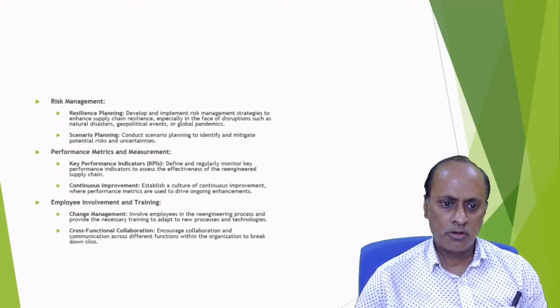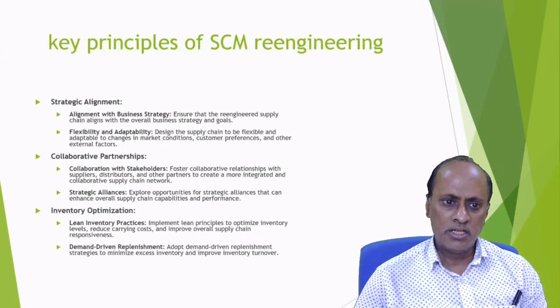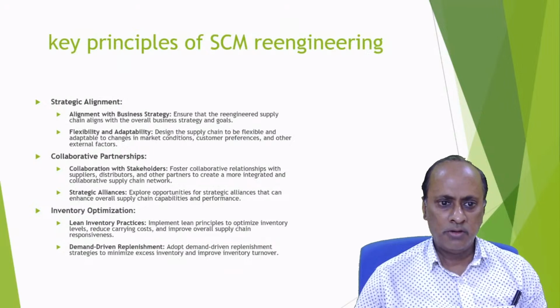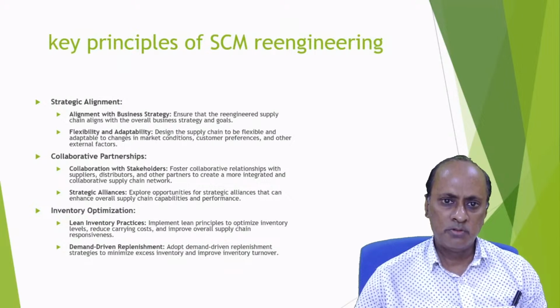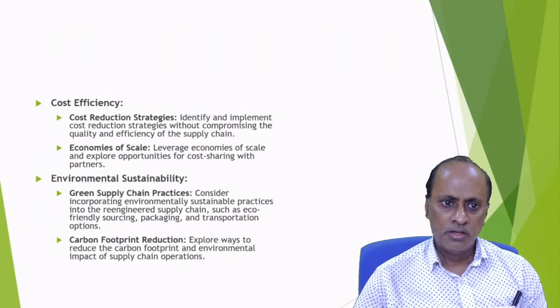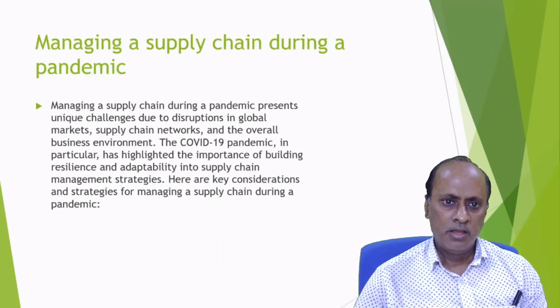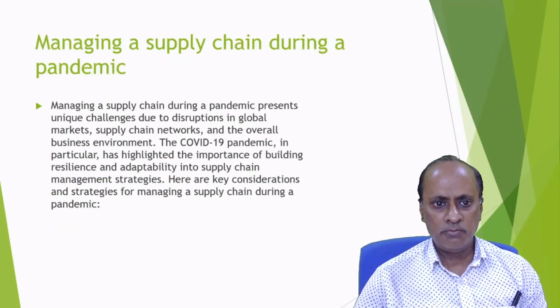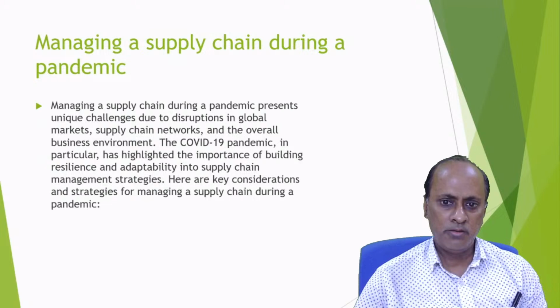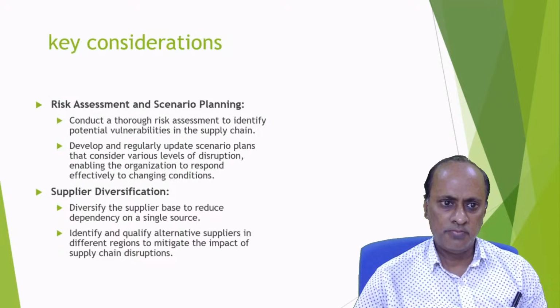So change management or cross-functional collaboration. Then strategic alignment, collaborative partnerships, and inventory optimization are the key principles of supply chain management. Cost efficiencies, economies of scale, and environmental sustainability are also key principles. And now, how to manage the supply chain during a pandemic. The COVID-19 pandemic in particular highlighted the importance of bringing improved resilience and adaptability into supply chain management strategy.